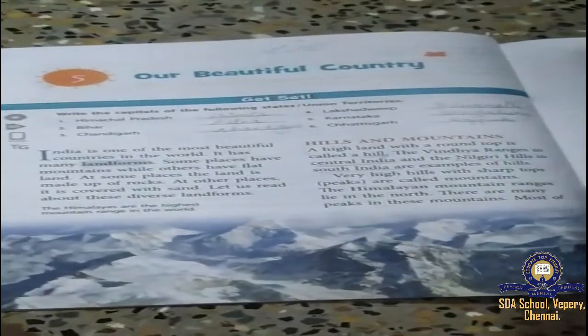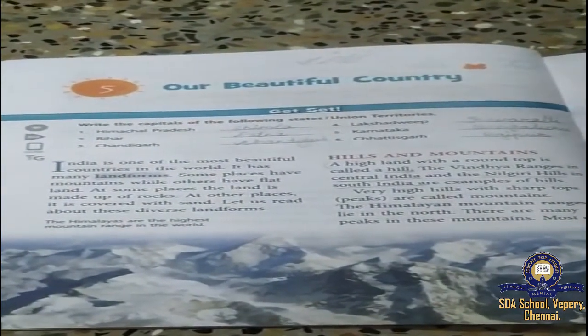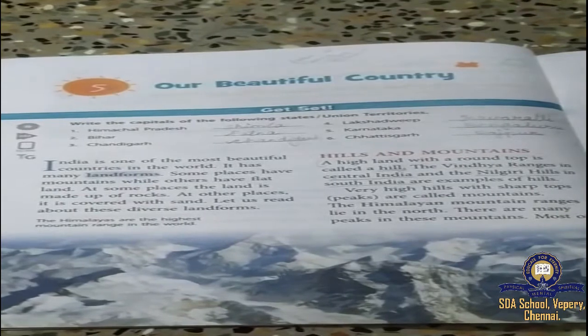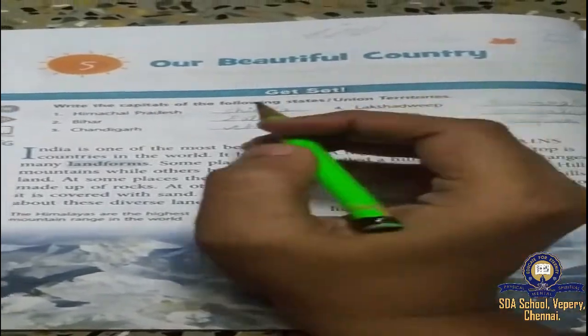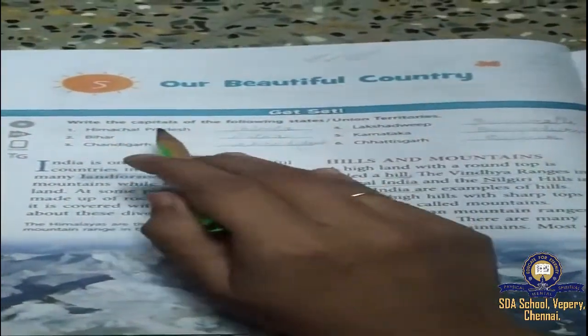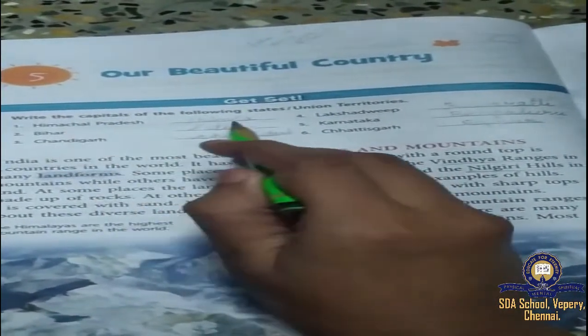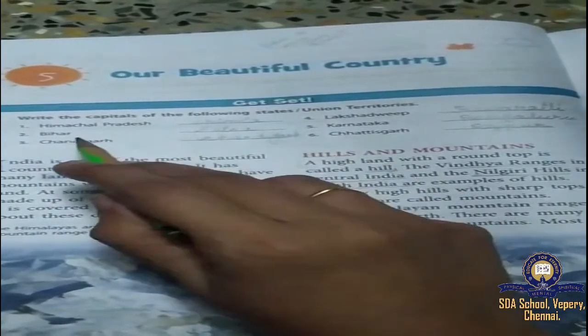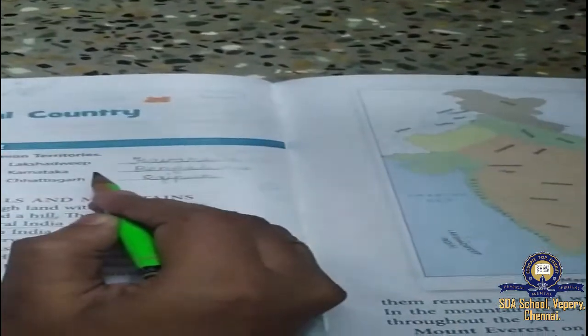Before going inside the lesson, let us just recap what all the things we learned in the previous lesson. We learned about the states and the union territories, isn't it? Now we are going to just revise the capitals. What is the capital of Himachal Pradesh? It is Shimla. Himachal Pradesh, Shimla. Bihar, Patna. Chandigarh, it's the same Chandigarh. Lakshadweep is Kavaratti. Karnataka is Bangalore. And Chhattisgarh, Raipur.